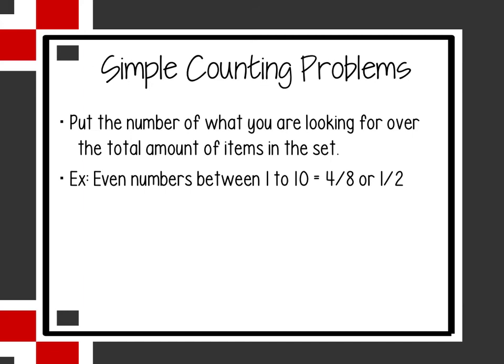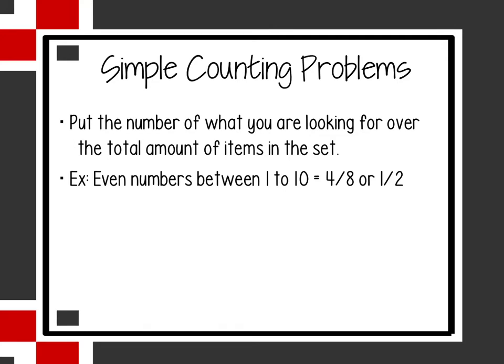The first is called just a simple counting problem. If you're just straight up saying, what's the probability that I'm going to pick something out of something, the most basic form of probability, all you do is put the number of what you're looking for over the total number of items in the set. So if I have the colors of the rainbow and there's 7 of them and I'm saying what's the probability I'm going to pick red, there's only one red, I put 1 over the colors of the rainbow, which is 7. That's the most basic foundation of probability.